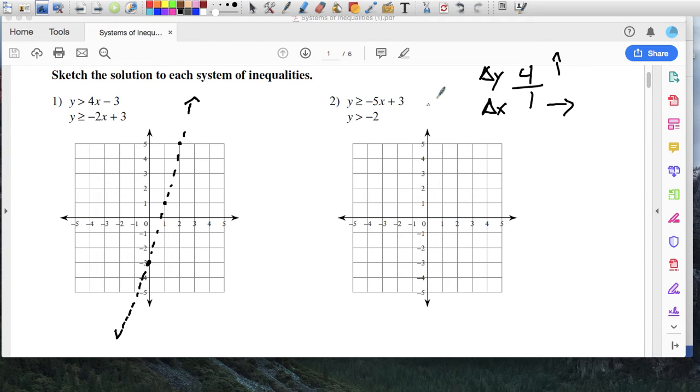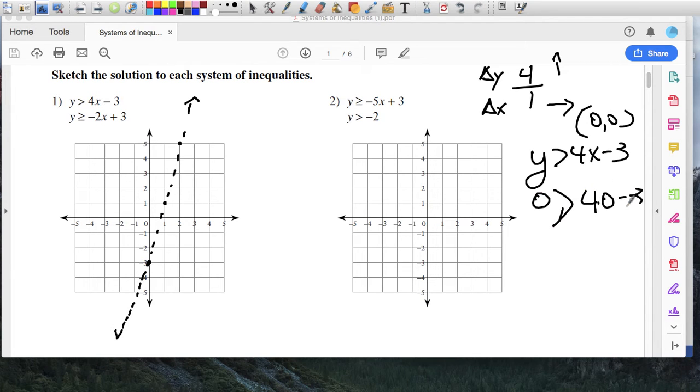Now I do my test. So y equals 4x minus 3. I use 0, 0 as my test. So either we're going to go this way or this way. So 0 greater than 4 times 0 minus 3. 0 greater than 4 times 0 is just 0, and 0 minus 3 is negative 3. 0 greater than negative 3?